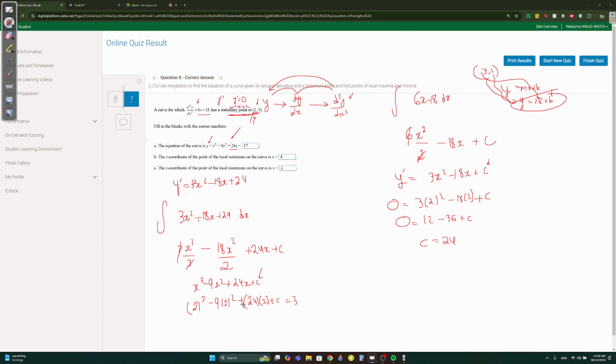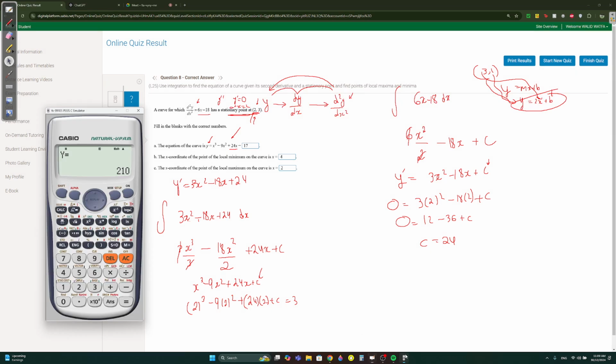Hold up, I'm just going to calculate this. 8 minus 36 plus 24 times 2 is 48. Then 3 minus, take it to the other side, 3 minus the answer, you get minus 17. You get c is minus 17.